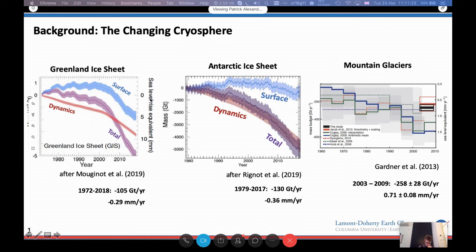So we see that both the Greenland ice sheet and the Antarctic ice sheet are losing mass, but you can see that the surface is actually more important for the Greenland ice sheet, and for the Antarctic ice sheet, the dynamic portion of mass loss is the largest contributor to mass loss and therefore sea level rise.